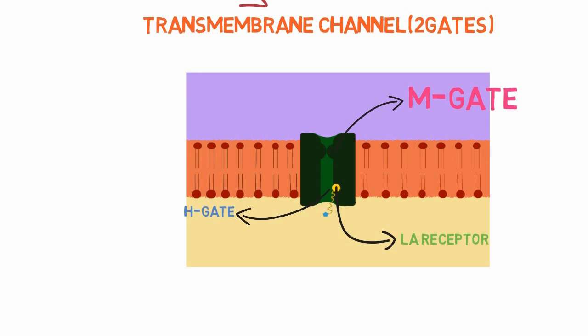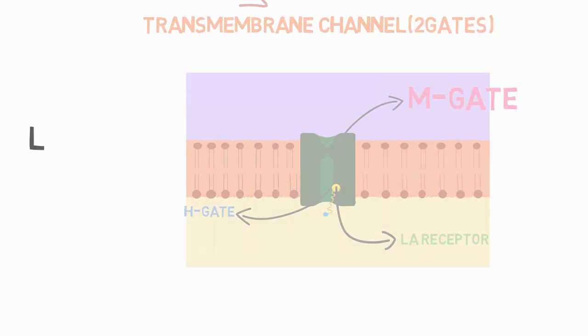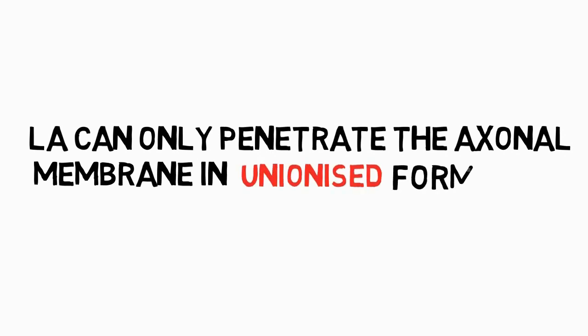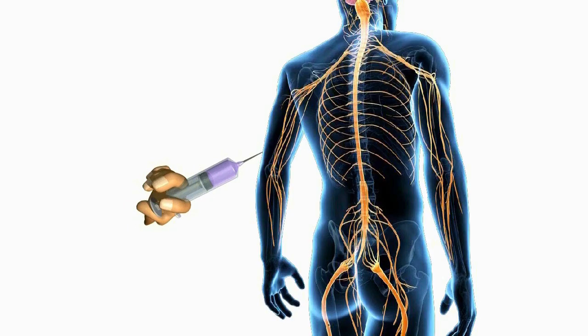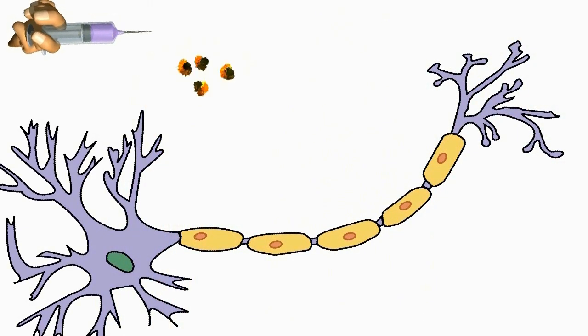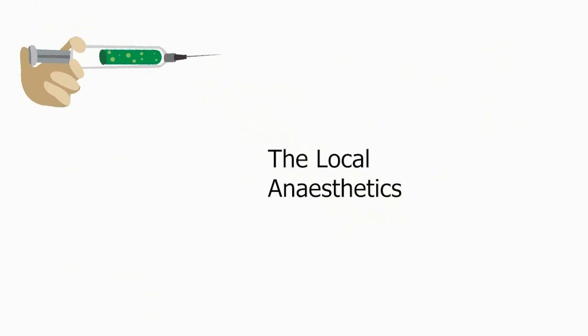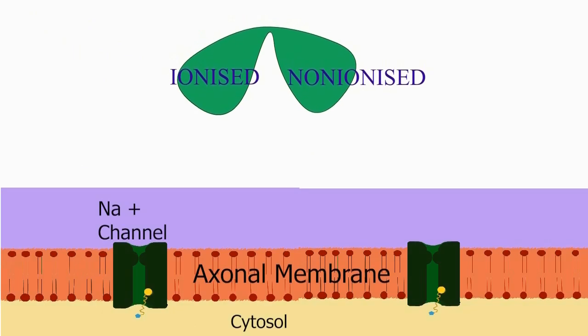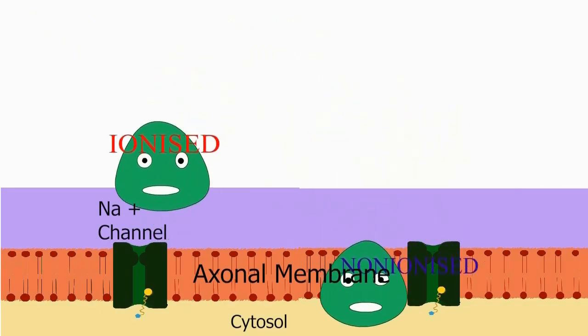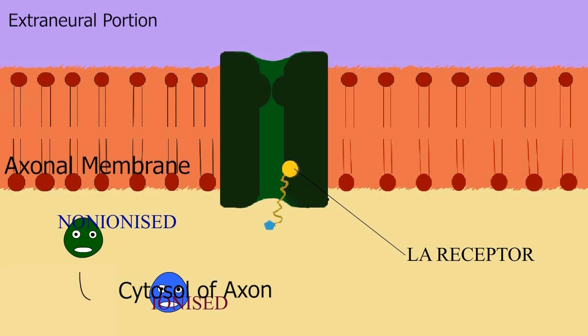Now let's dig into how this sequence of events occurs. There are some points to be remembered: local anesthetics can penetrate or cross the axonal membrane and nerve sheath in unionized form in alkaline pH. When we apply local anesthetics, it enters the body and some get ionized and some remain unionized. The unionized form in alkaline pH penetrates the nerve sheath to enter the axoplasm, whose pH is lower than the outside, which favors local anesthetic ionization.